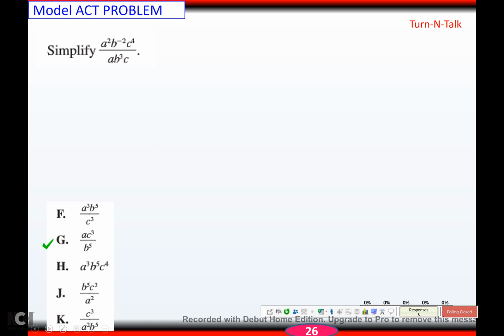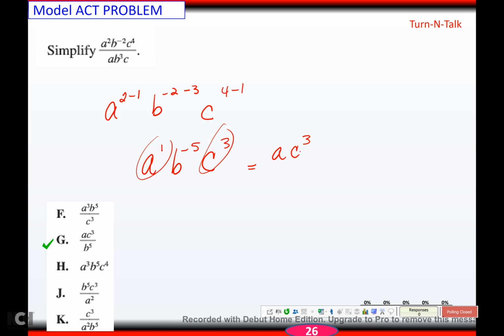Okay, when you divide with just monomials, there's nothing added or subtracted up there. There's not a sum or a difference of terms. It's just a mono divided by a mono. You divide your letters by subtracting their exponents. So this would be a to the 2 minus 1, b to the negative 2 minus 3, and c to the 4 minus 1. Well, that's going to give me a to the first, b to the negative 5th, c to the 3rd. Anybody with a positive exponent can stay up top. So I'm going to have AC cubed on top.